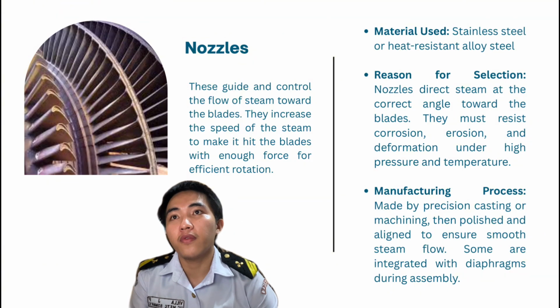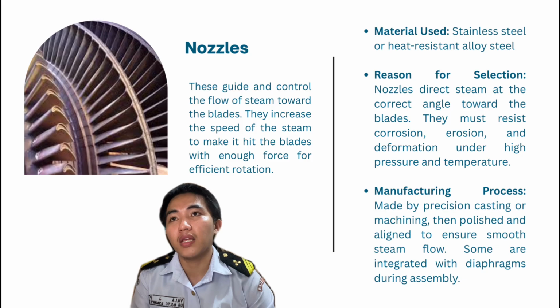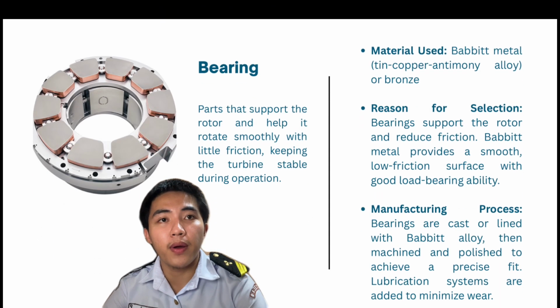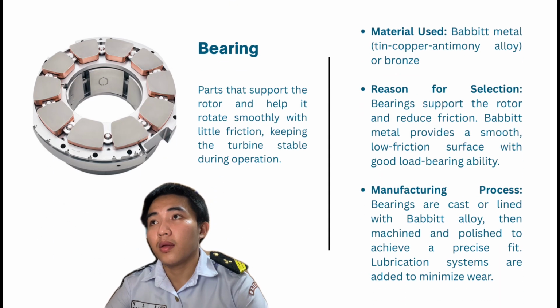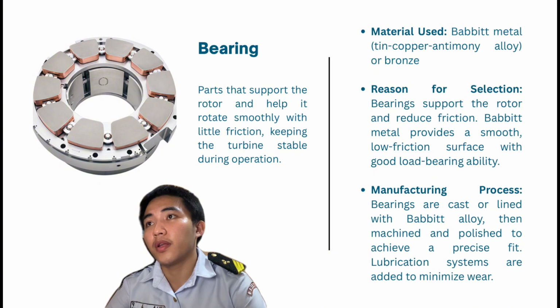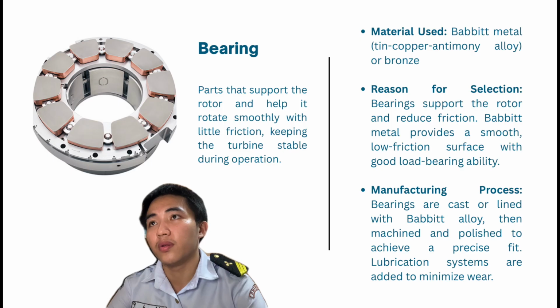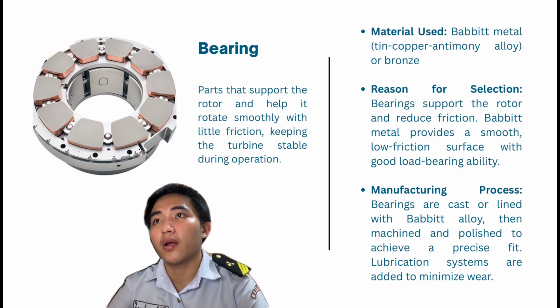So they are made from metals and don't easily change shape from heat. Number 5, bearing. Parts that support the rotor and help it rotate smoothly with little friction, keeping the turbine stable during operation. Material used: babbitt metal, tin copper, antimony alloy, or bronze. Reason for selection: bearings support the rotor and reduce friction.